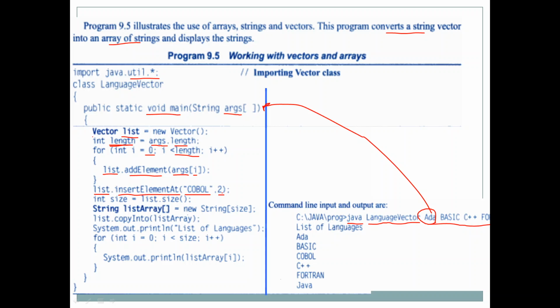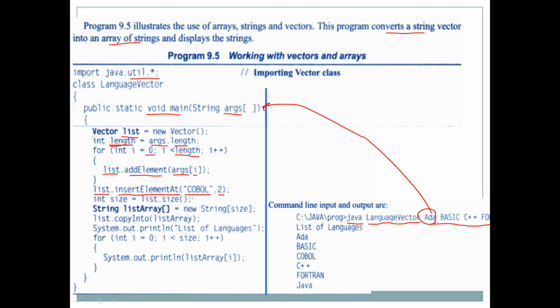Right now in the list, Ada we added first, at the 0th position, Basic at the first position, and C++ at the second position. But here by using insertElementAt, we are trying to add COBOL at the second position. So all the other elements from the second position are shifted down. Right now at the second position we have C++, but that will be shifted down and C++ will move to the third position. Now at the second position we will have COBOL.